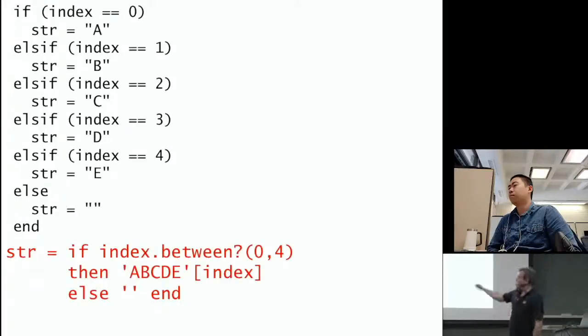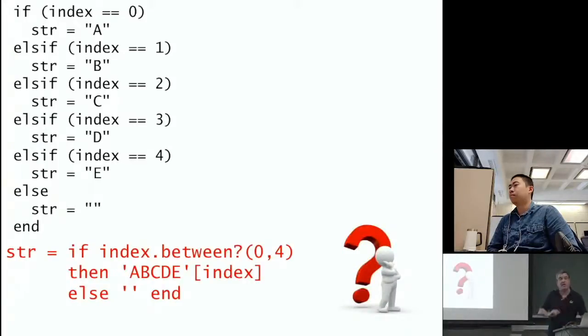Even if you don't know Ruby, you should be able to read that. Right? In fact, even if you don't know that between is actually a function in Ruby, it's pretty clear what it does. So here's a good test. Can you read the code? If index is between 0 and 4, then A, B, C, D, E, substring whatever the index is. Otherwise, nothing. Right? So again, it's a way of asking, when I read this code 6 months from now, am I going to understand what I had in mind?